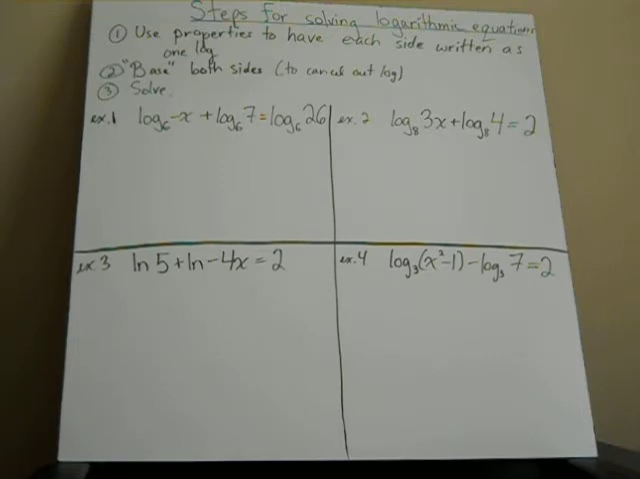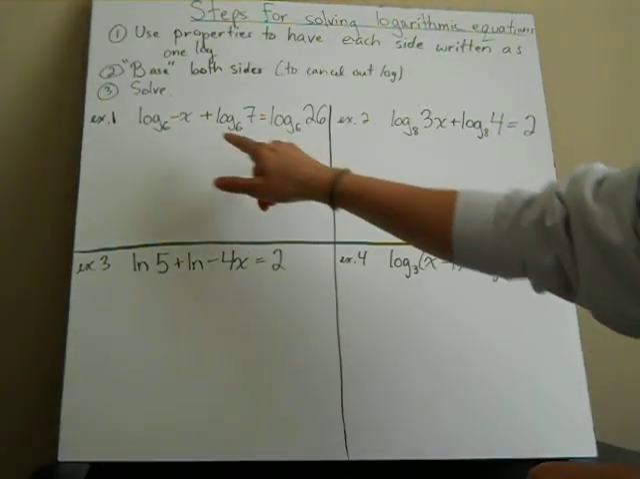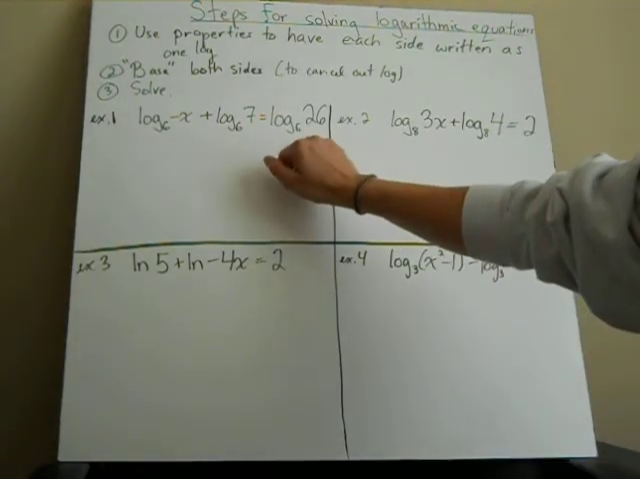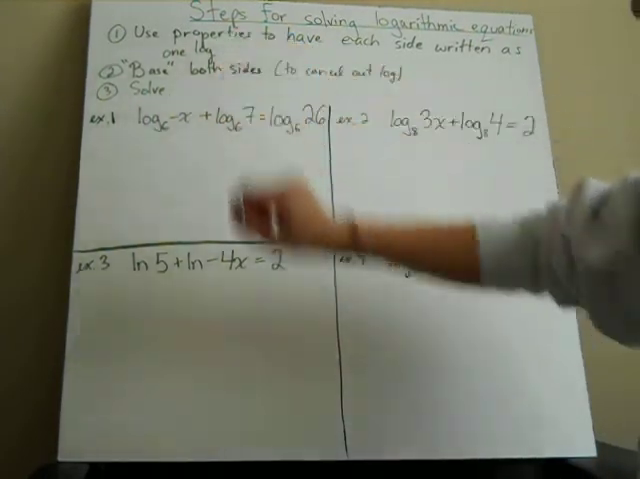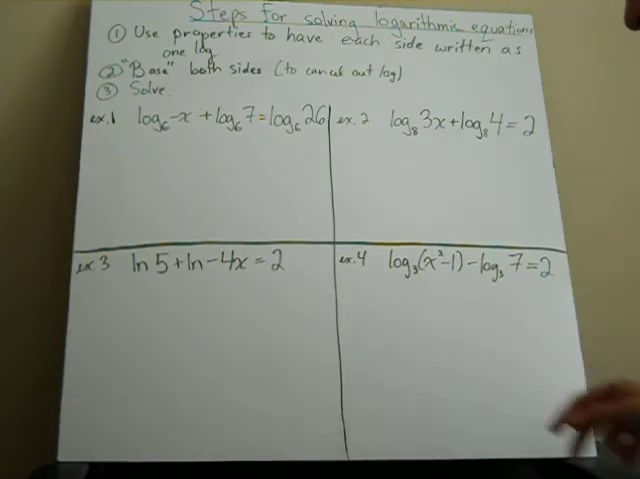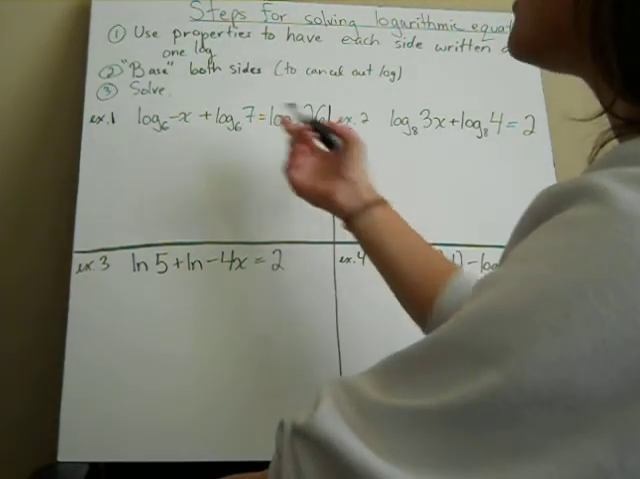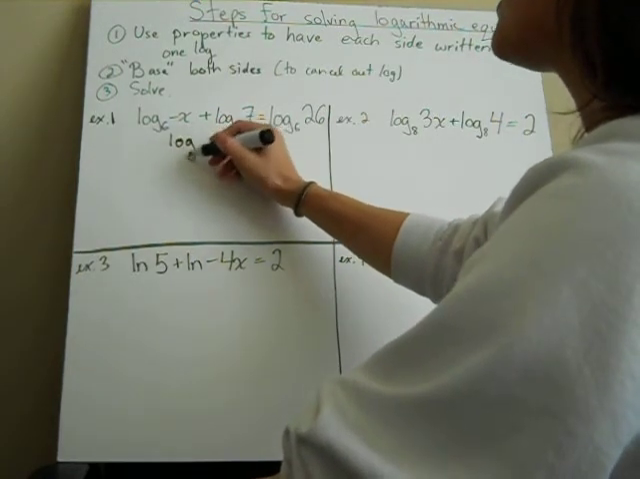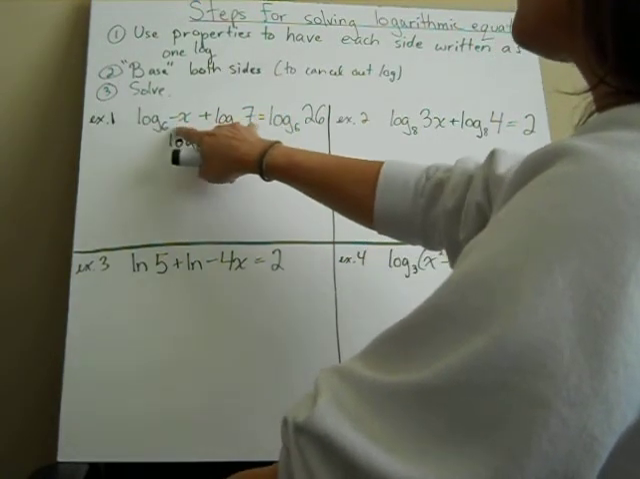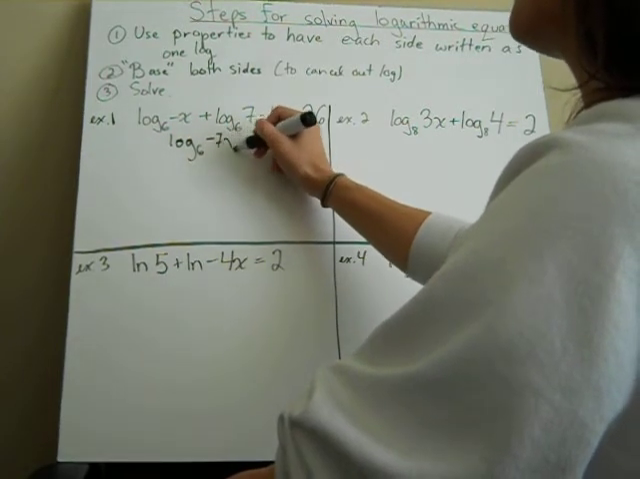So for example 1, a lot of students want to try to cancel out the 6 first, but you have 2 on this side and 1 on this side. So the way you squish it into 1 is by using those properties. Since you're plussing here, that means you can rewrite it using the product property as 1 log, so log base 6 of the product. So negative x times 7, that's a negative 7x.